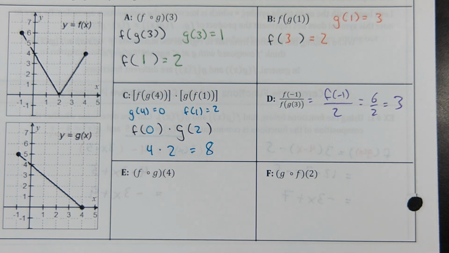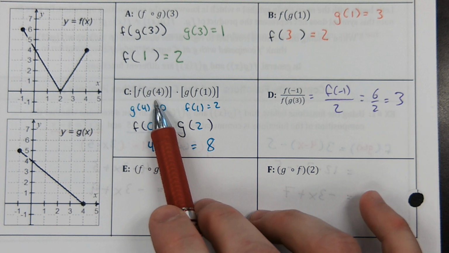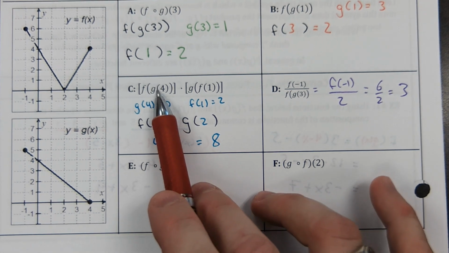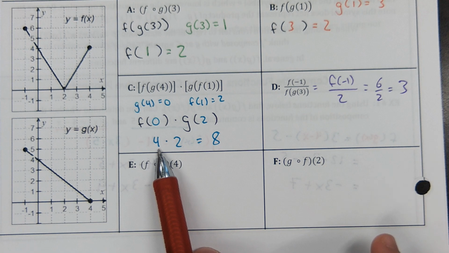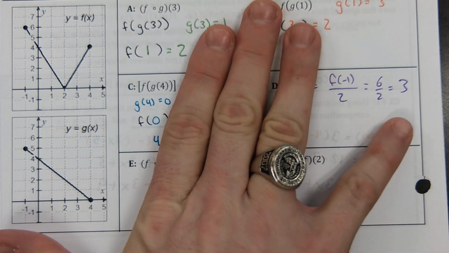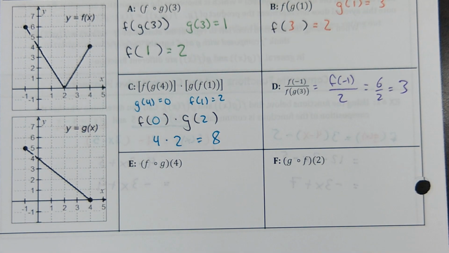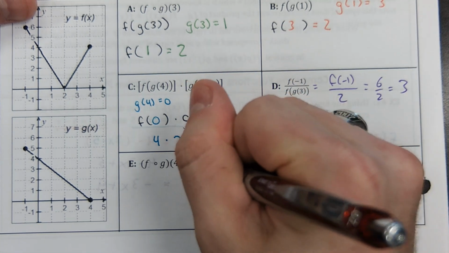Example E is free money. We already know what f of g of 4 is. It's right here. This is f of g of 4. It is 4. Ta-da! It's free. It's right there. There's f of g of 4. Done. Don't even have to work for that one. We already did it.